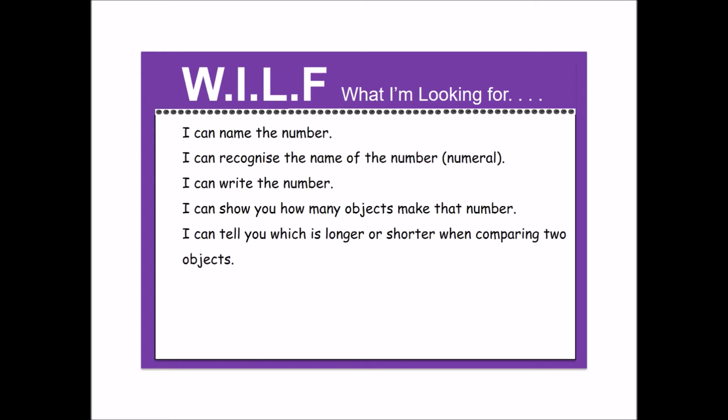What I'm looking for is that you can name the number, you can recognise the name of the number, you can write the number, and you can show how many objects make that number. I also would like to see that you can tell which is longer or shorter when comparing 2 objects.